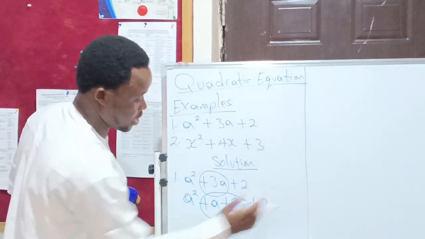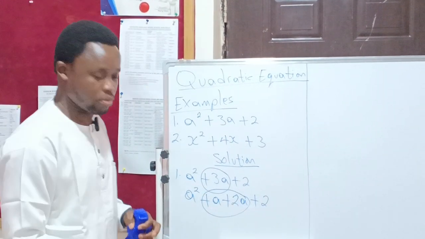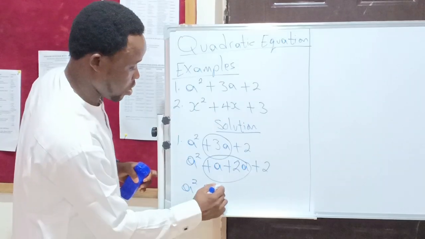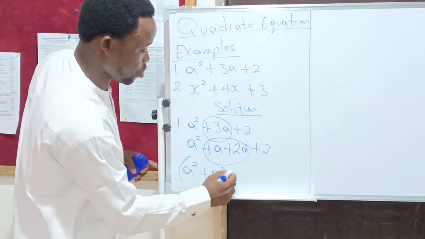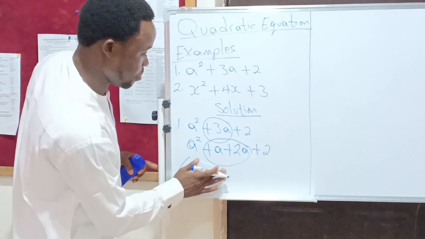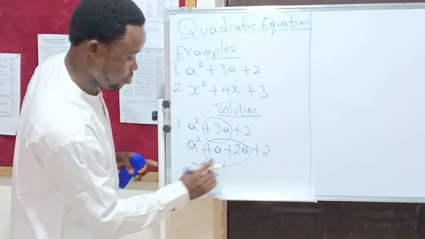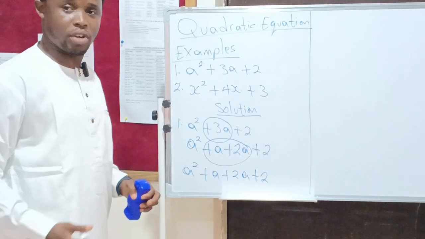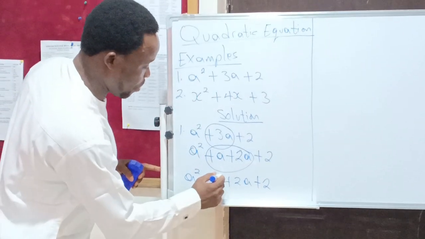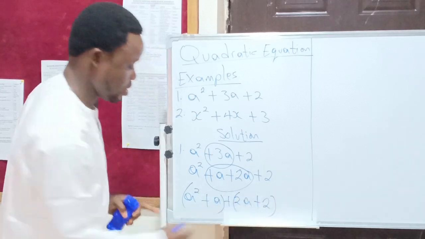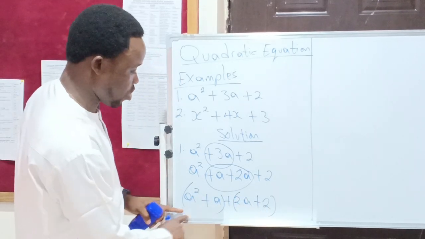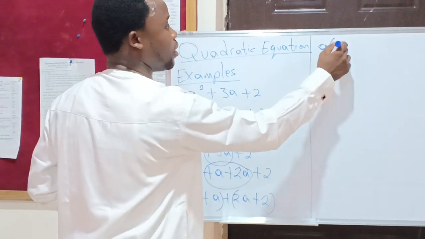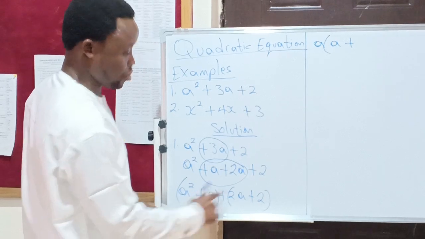So now, in this case, I'm going to take these two. From here, I have a squared plus a as one group, and then plus 2a plus 2. Now, taking these two, I'm going to consider this and this. What is common here? A. And if a should leave here, it will remain only a, plus a divided by a will give me 1.